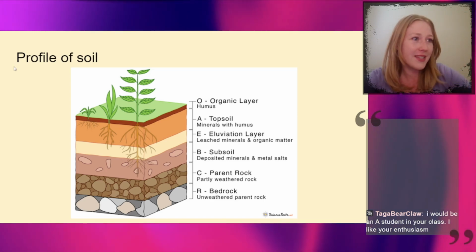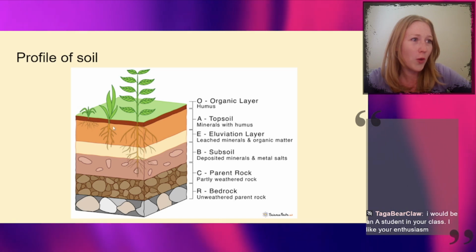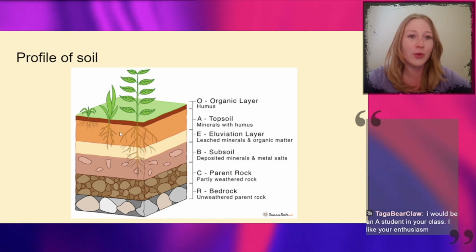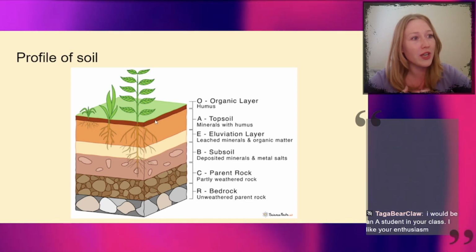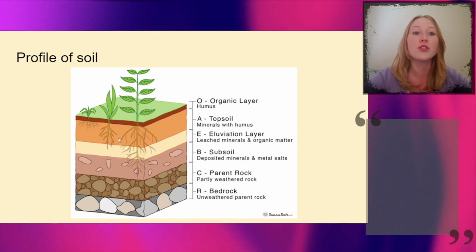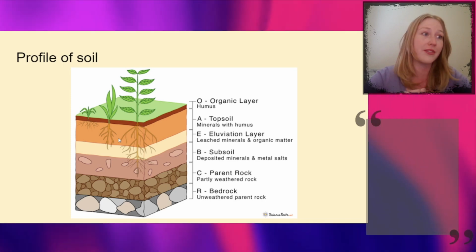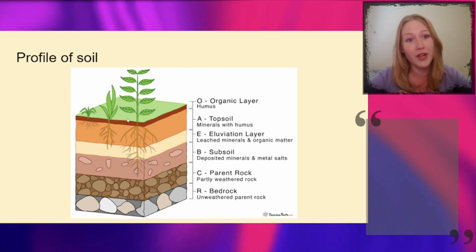This tiny little section at the top, the O and A, that is where most of your plants grow. So that's where your root structures are. And that is what is so incredibly valuable. And this is what gets washed away when we look at soil erosion.